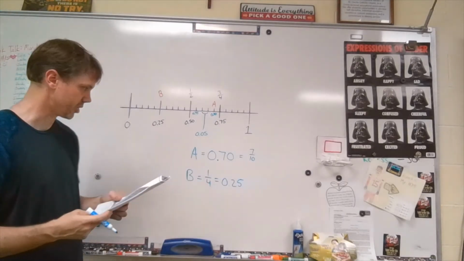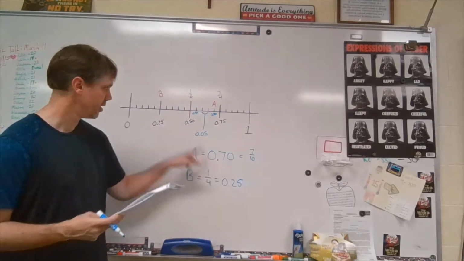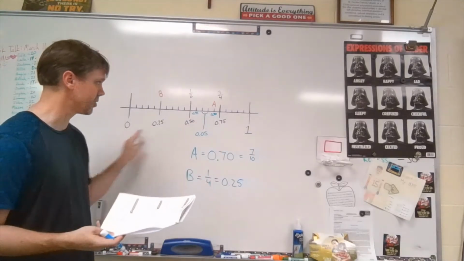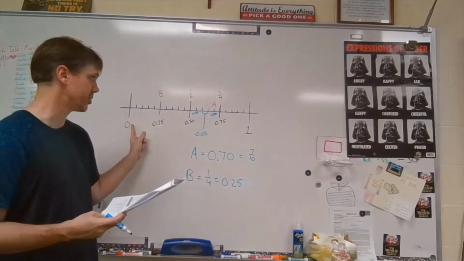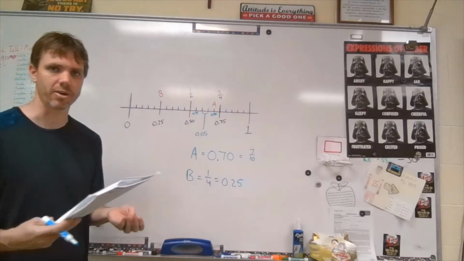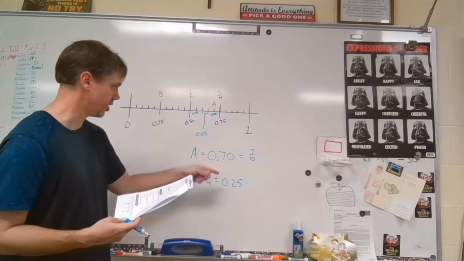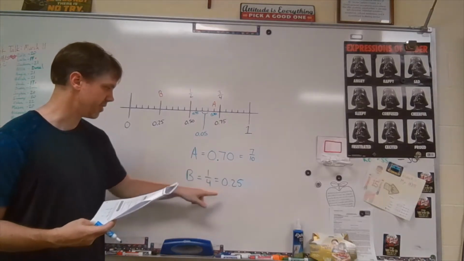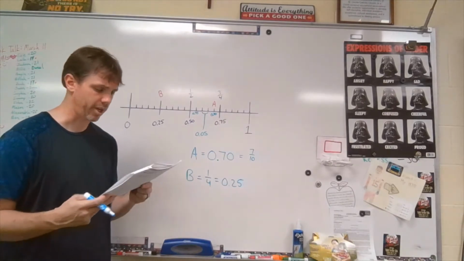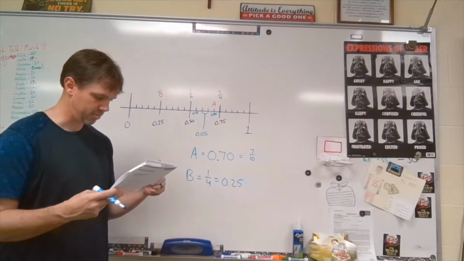And then it wants to know which one is greater. Well, that's pretty easy to see. You know, first of all, just looking at the number line, right? Like here's 0, here's 1. B is closer to 0, A is closer to 1. Obviously, point A is greater. Okay. Additionally, you know, 0.70 is bigger than 0.25. So pretty straightforward there.